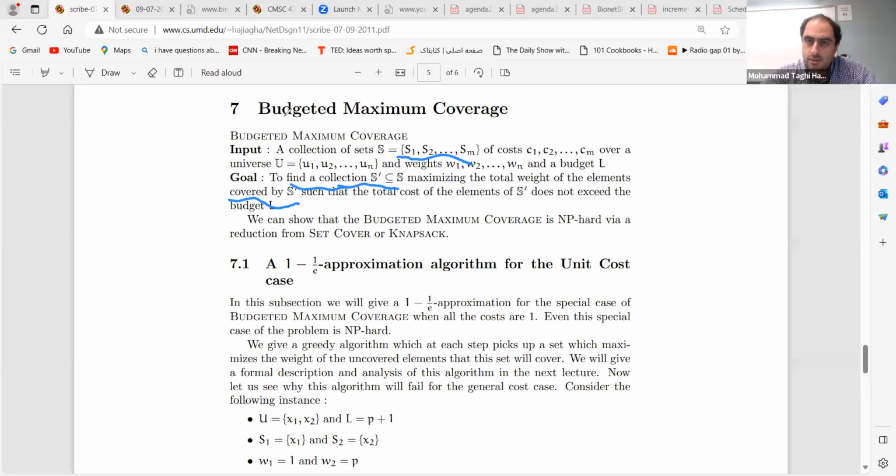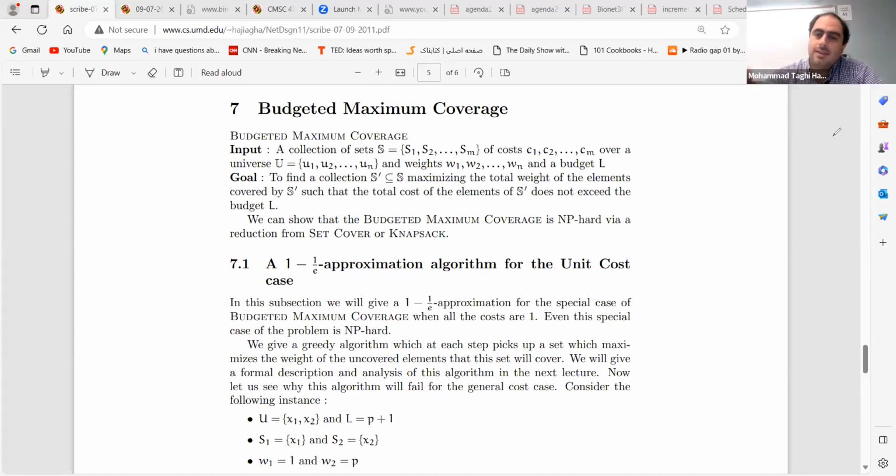So again, maybe just clear our drawings. Again, the input and output are like set cover. We have just some budget L as well. We want to, with total cost at most L of all the sets that we are selecting, make sure that the sum of the weights of the elements that we are covering is maximized.